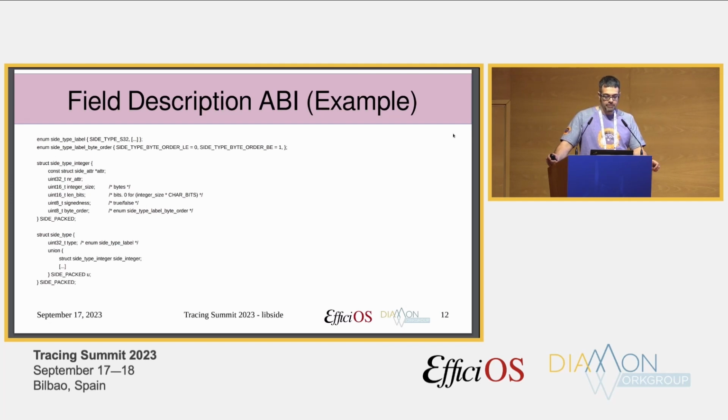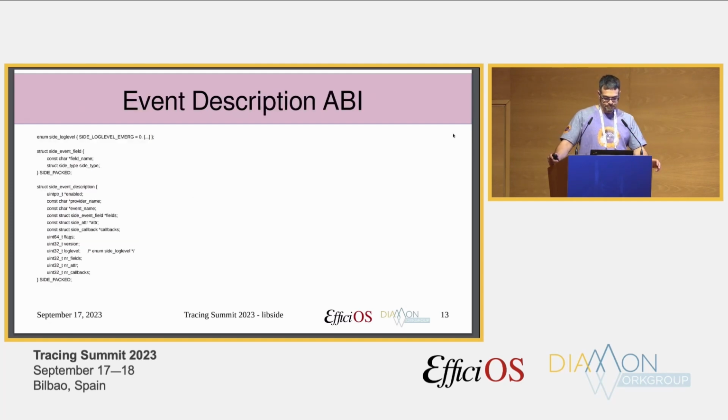So that's an example of the field description ABI that we have in libside. You'll see we have those data structures that can be directly used by runtimes that want to interact with libside, and then we have helper macros that help with declaring and using this from C and C++ code. So that's an example of a 32-bit signed integer. Here we have the side type, one of its types is the side integer, and then we have all the fields: the integer size, its length in bits, its signedness, its byte order. So this is its description. There are also attributes that I will talk about in a few moments. Those are optional.